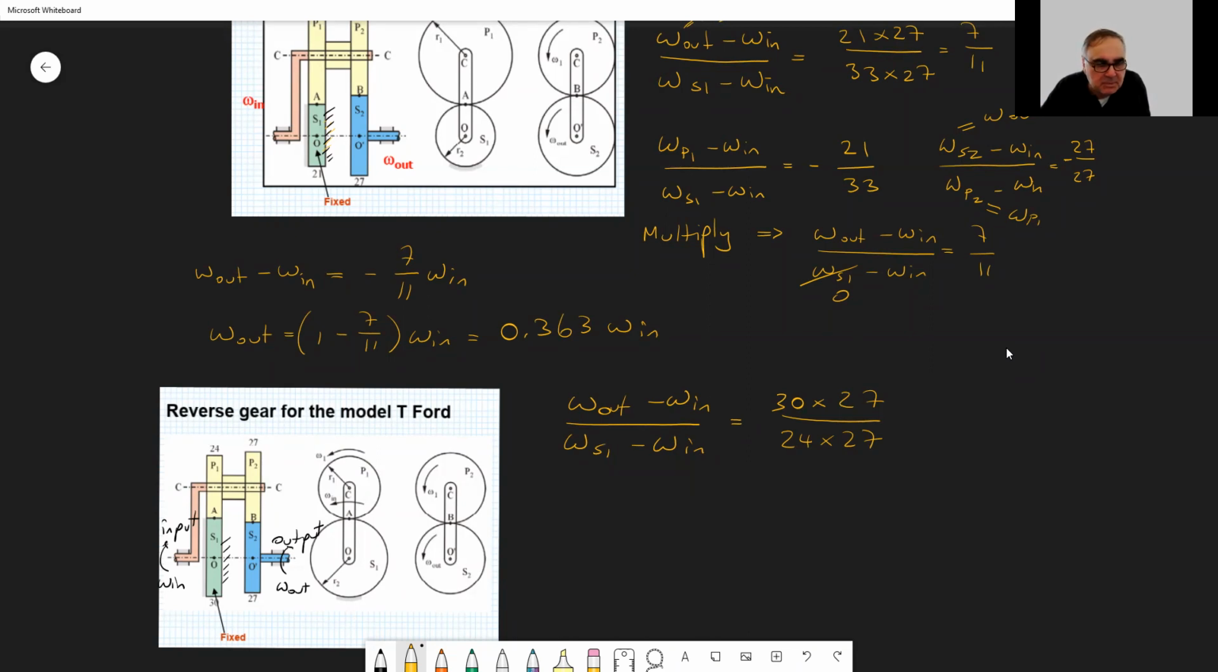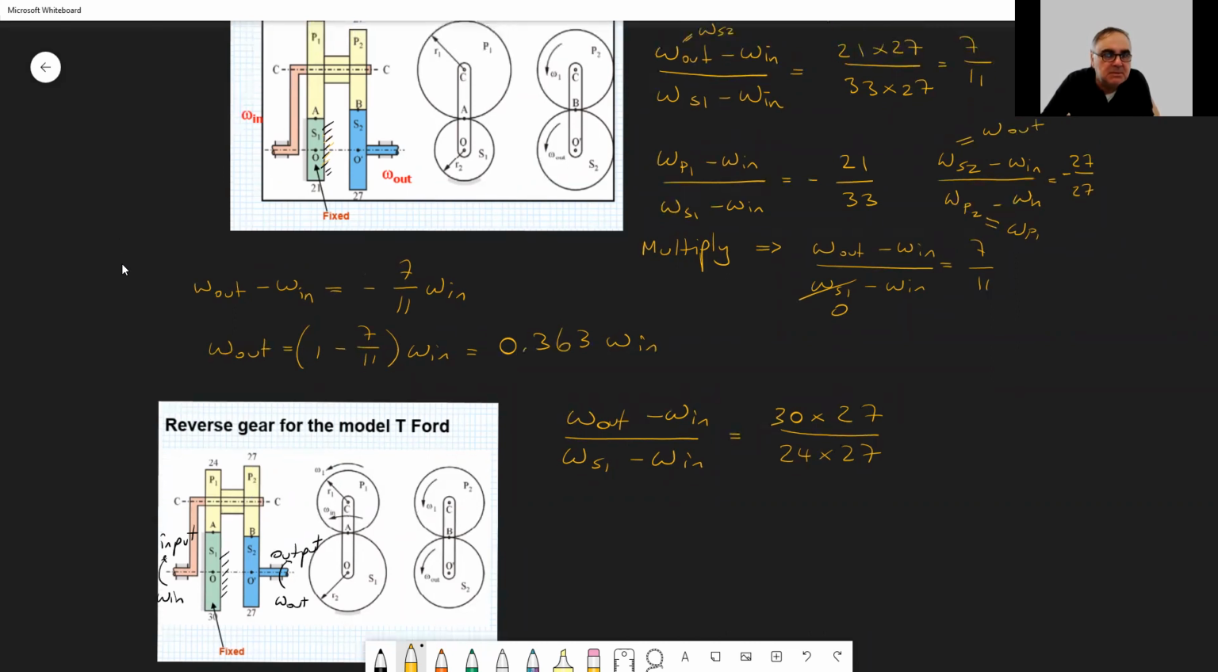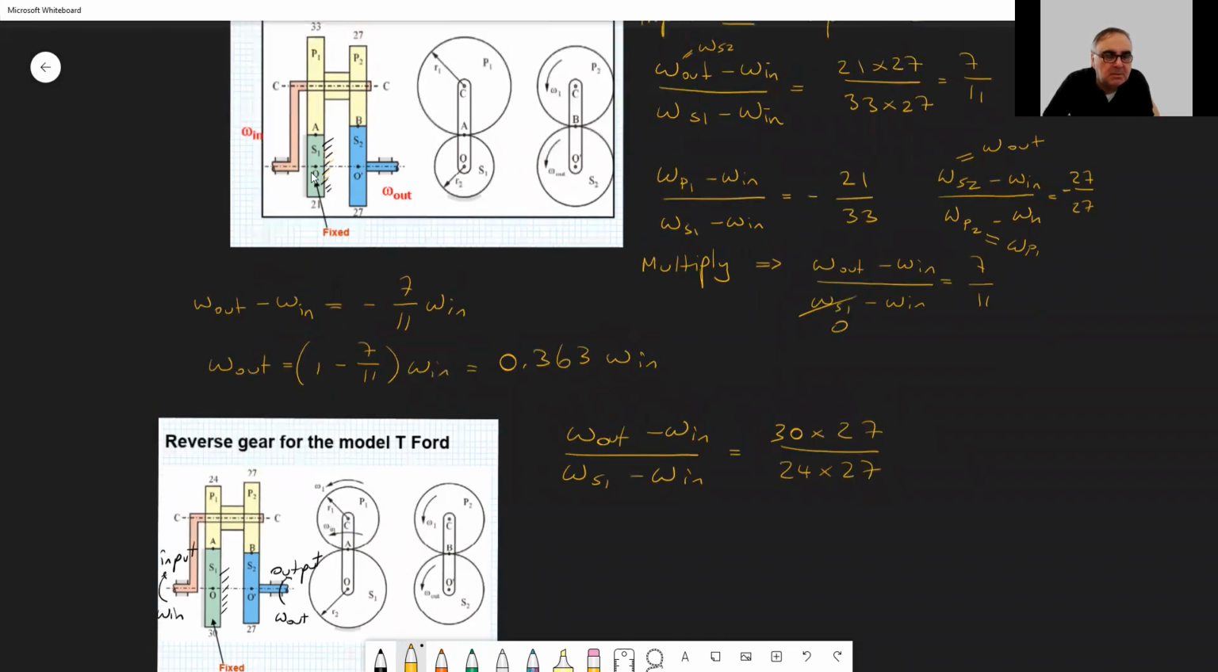Because 27 is the same here. The only difference between this one and this one, as you see, is that the fixed gear has 30 teeth here, whereas here it has 21, and this one has 33, and here is 24. 30 over 24 is what? 5 over 4. Now this is 0. So omega out minus omega in is equal to minus 5 over 4.